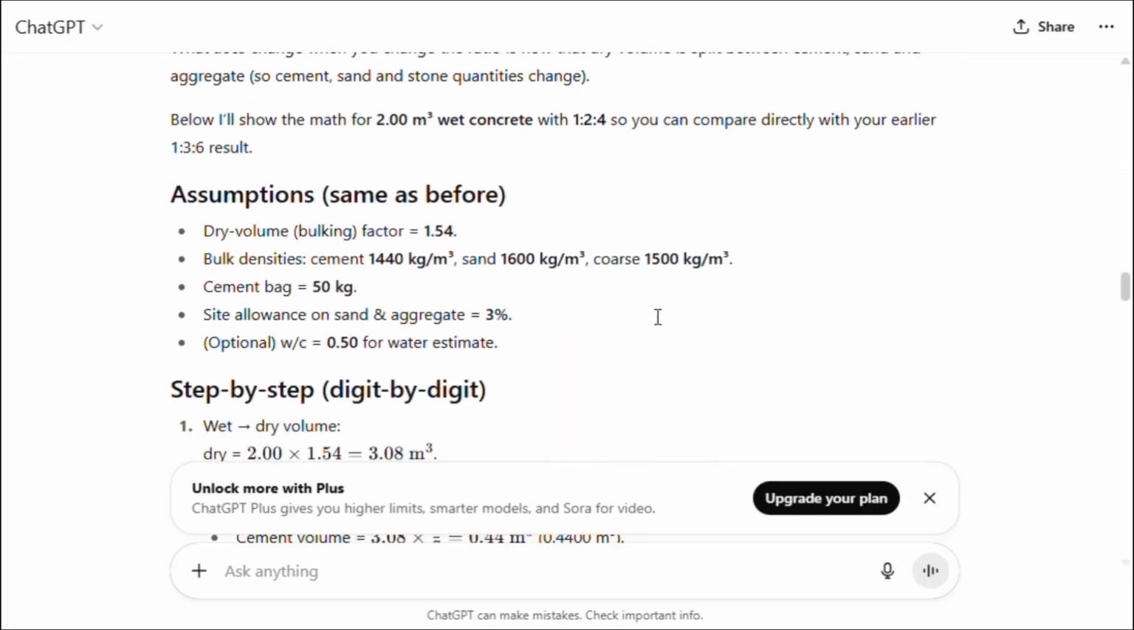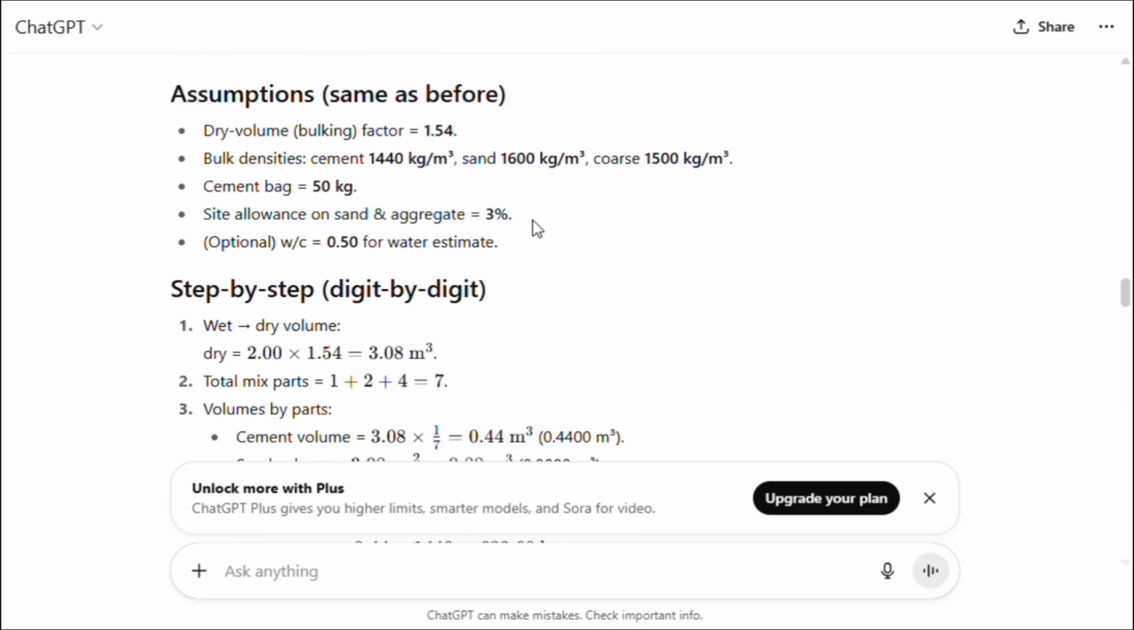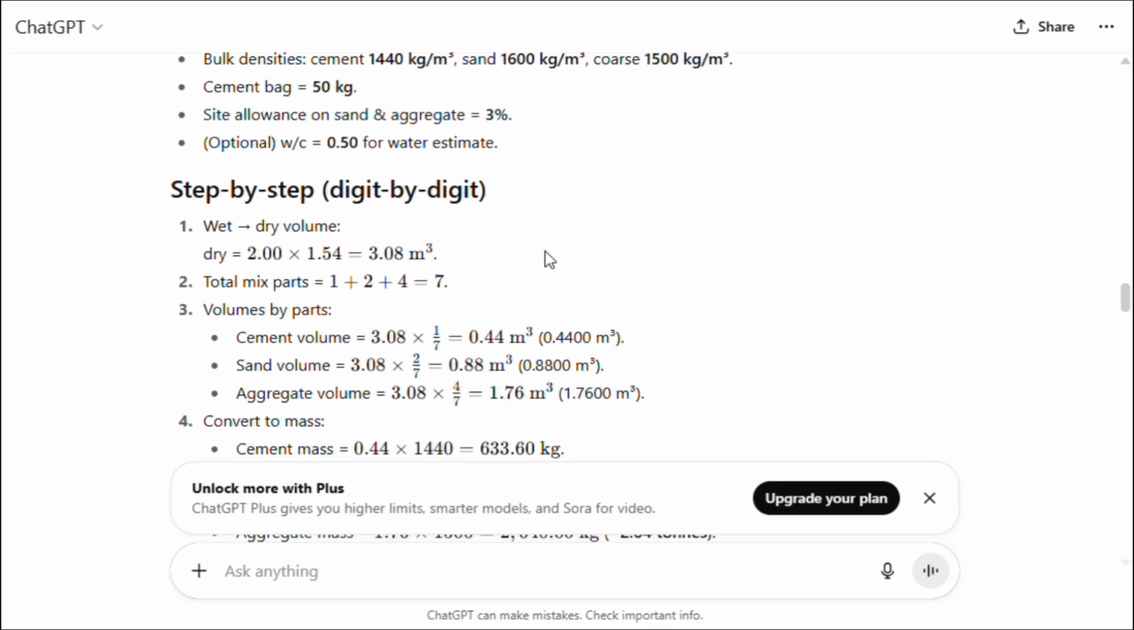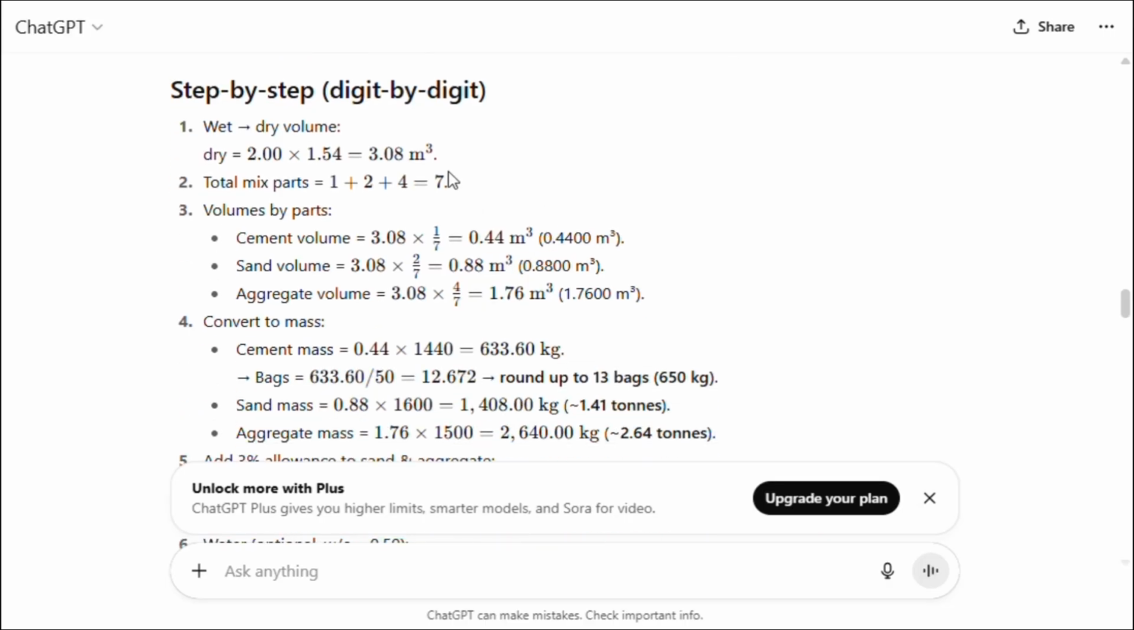So it went ahead to do the calculation with the 1:4 ratio, the same bulkage factor, and the same assumptions, you can confirm from the previous. So now you see the mix ratio is now 1:4 (1:2:4), giving us 7 instead of the 1:3:6, which gave us the 9. So now the cement volume is being multiplied with 1/7 instead of the 1/9 it used for the previous one. Same for the sand, same for the aggregates.